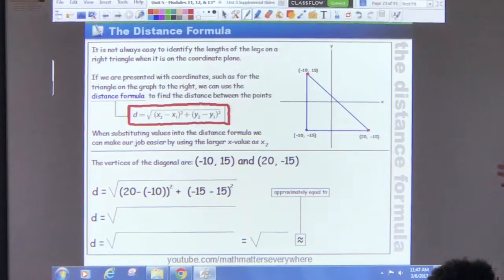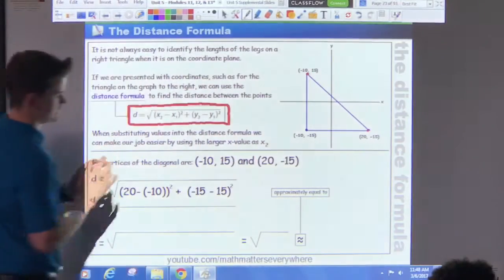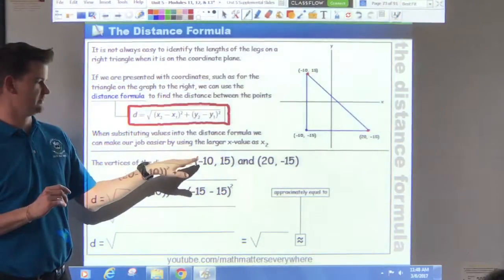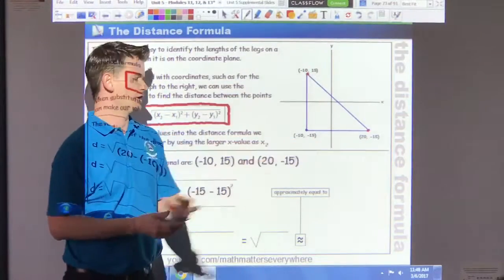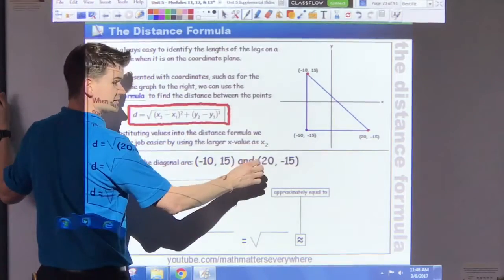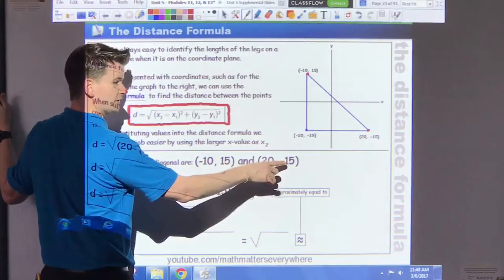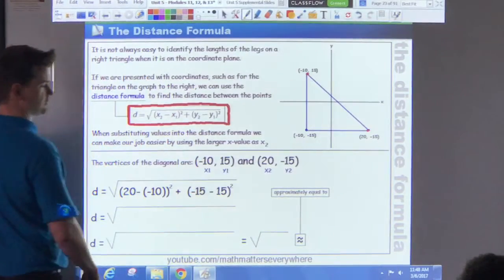Negative 10, 15, and 20, negative 15. So we're given these coordinate pairs. That gives us this point, and this is the other point. We're trying to find the distance between them. So the first thing we have to identify is our x2. So we look at the two x values. What are my x values here? Negative 10 and 20. Which one is larger? 20. So this is going to be my x2. If this is x2, same process. What does this have to be? y2. That makes this x1, and that makes this y1. So write that in.